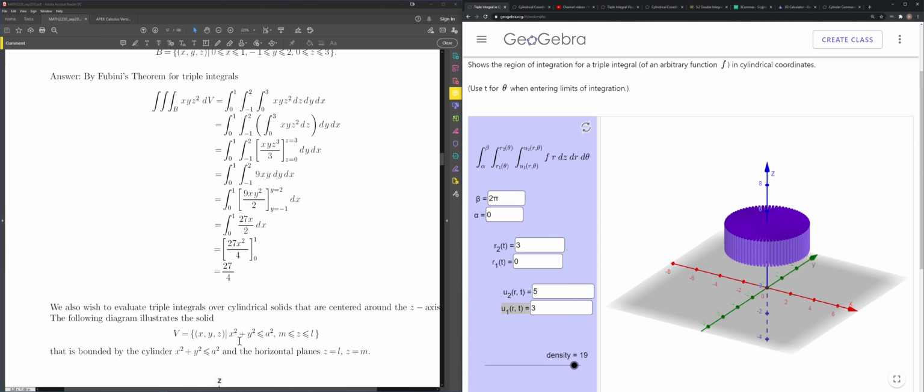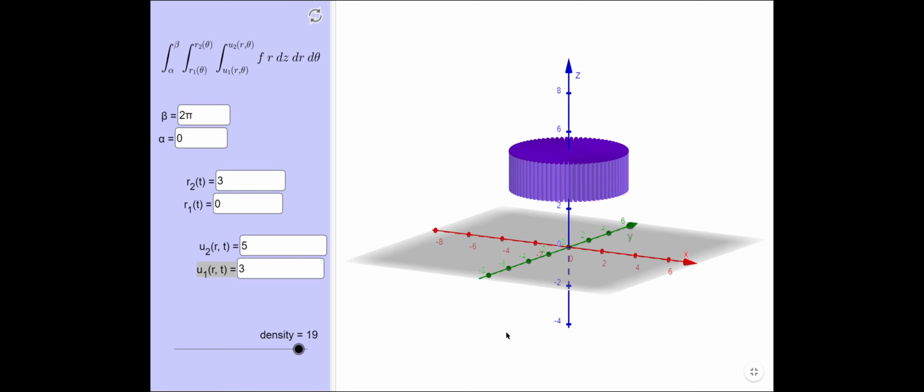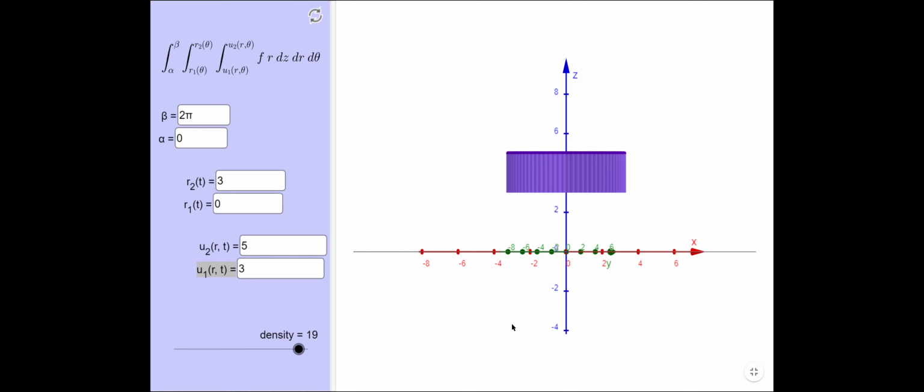So let's look at a different sketch of a cylindrical solid specified this way in set notation. This is a cylindrical solid that's centered around the z-axis. The height z lies between z equal to 3 and z equal to 5. So the cylindrical solid lies between the plane z equal to 3 and the plane z equal to 5.